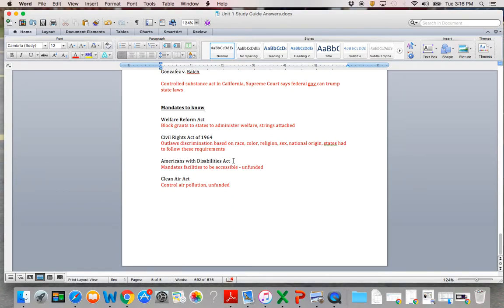Key mandates in the Welfare Reform Act: a block grant given to states to administer welfare, so it got rid of federal welfare. There are some strings attached as to who can fall under that, but the states determine how it's given. The Civil Rights Act of '64 outlaws discrimination based on race, color, etc. States have to follow these requirements. They have to put in place registration, accessibility. The ADA, again, mandates facilities be accessible, unfunded. Then the Clean Air Act is controlling air pollution, also unfunded, and businesses have to follow these.